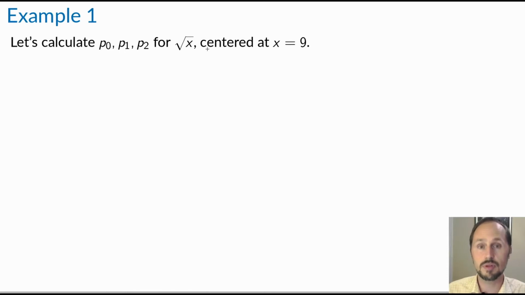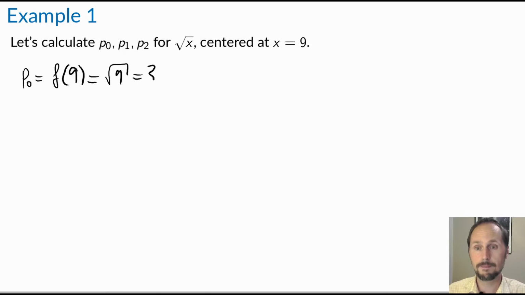Okay, so let's do an example calculation. Let's find the P0, P1, and P2 for root x centered at x equals 9. Okay, so P0 is kind of a silly thing to calculate, because that's just going to be the value of the function at x equals 9. But it fits into our formula, right? We have that P0 is just going to be the function at 9. So that's going to be root 9. So that's just 3.